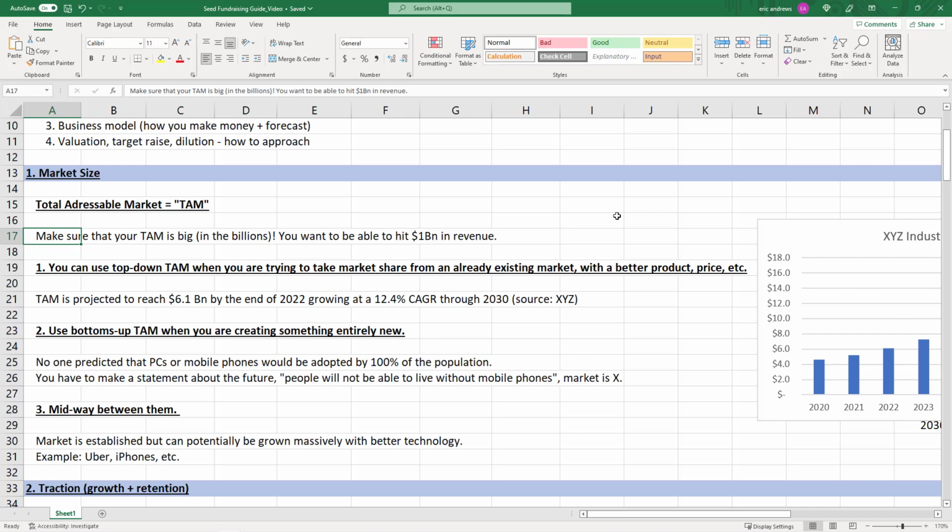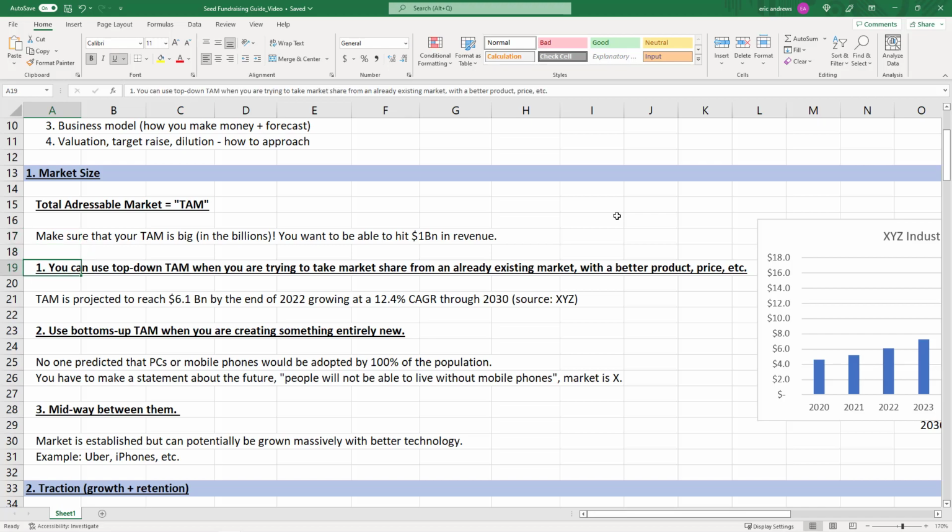Or if your TAM is much bigger than that, you want to be able to take some kind of market share. And so when you're calculating TAM, a lot of startups say, well, what is our TAM? How do we calculate that? There's really two different ways to think about TAM. You can either use a top-down TAM or a bottoms-up TAM, or sometimes you need to blend the two of them. So I'm going to talk about businesses in each of these situations right now.